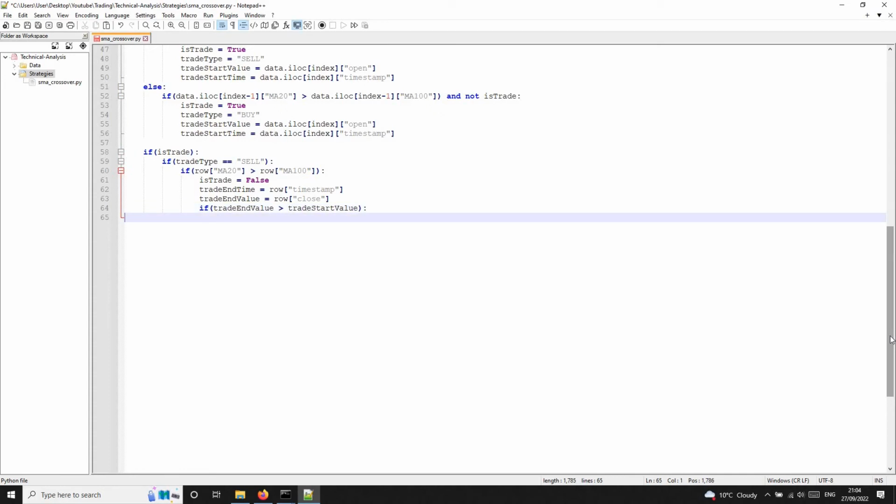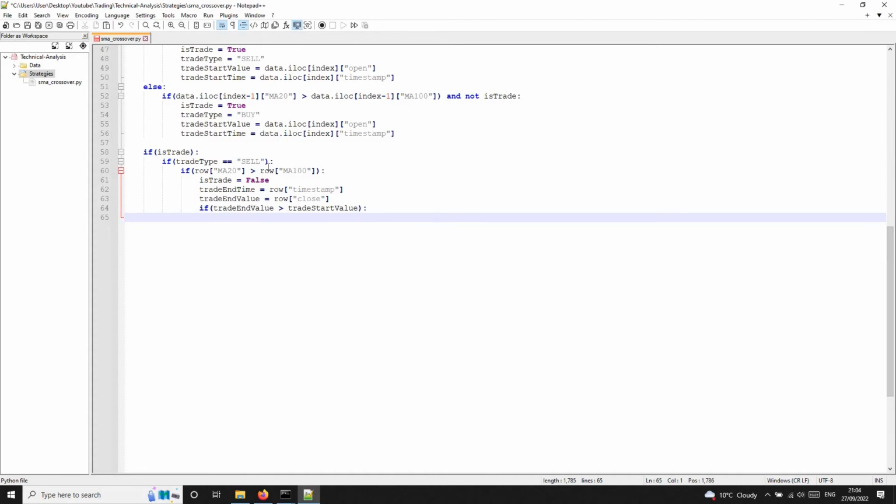Now we don't know whether we end up in profit or loss, do we? Because we set 15 pips as the overall target, but it might be that after 4 pips of profit it crossed over, so we might still be in profit, or we might have 6 pips of loss and then it crossed over. So we want to check.